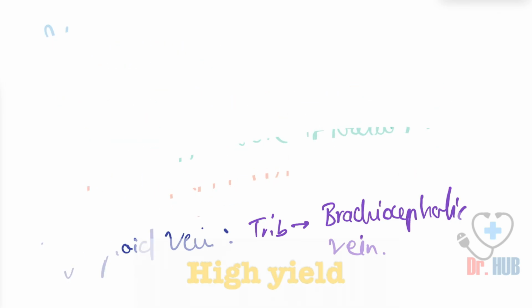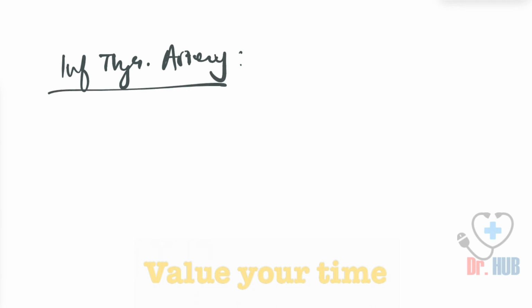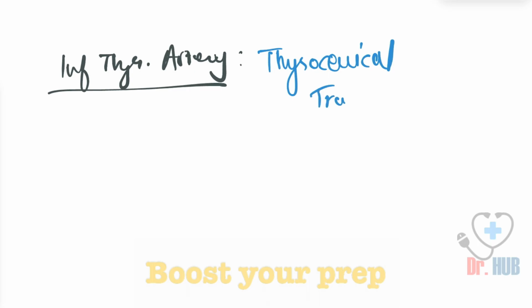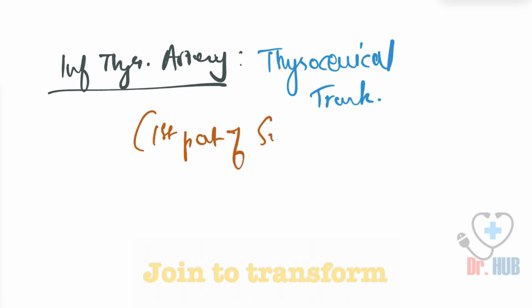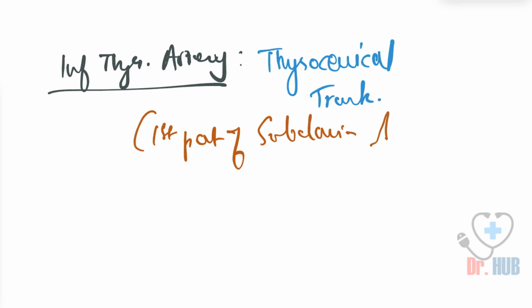So now we'll be answering our questions. The first question we asked was, what is the origin of the inferior thyroid artery? The origin of the inferior thyroid artery is the thyrocervical trunk. And what is this? It's nothing but the first part of the subclavian artery.